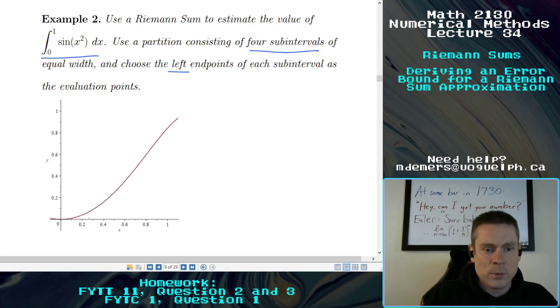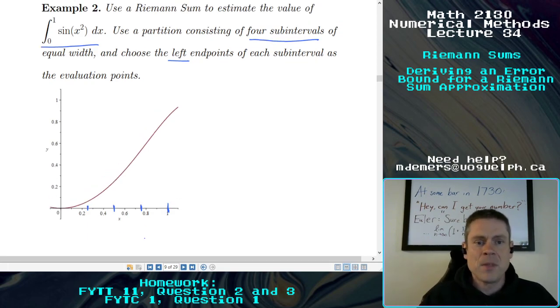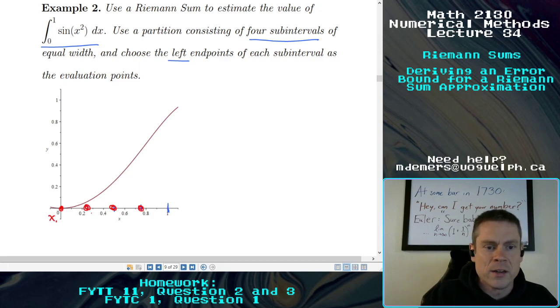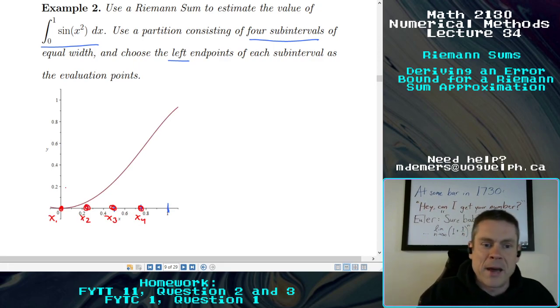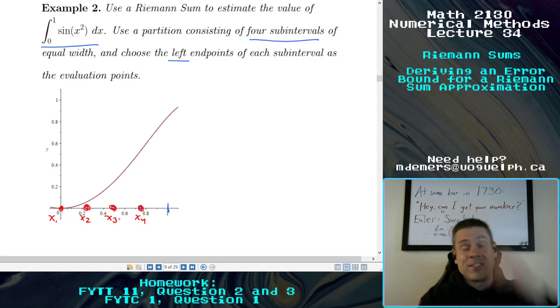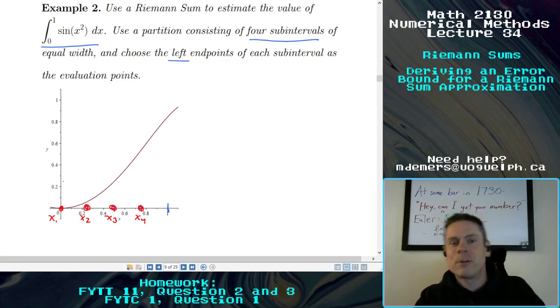So that means, well, let's see. 4 subintervals means we want 0.5 and 0.25 and 0.75 as our different nodes here. And we're choosing the left endpoints as our evaluation points. So it looks like left endpoint, left endpoint, left endpoint, left endpoint. This is our x1, this is our x2, x3, and x4. Of course, you might notate these with like x0, 1, 2, and 3 or whatever. It doesn't really matter. So I'm probably not always consistent, and that's fine as long as I'm right, you know?